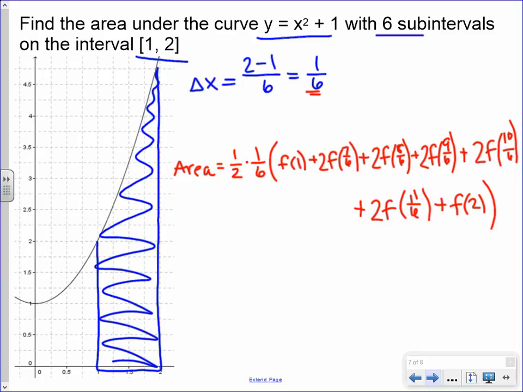So maybe my suggestion would be, I would not do decimals. But if you're worried about missing parentheses or forgetting to multiply by 2 or something, you could find each of the function values individually, and write them into your formula, and then maybe find the sum.